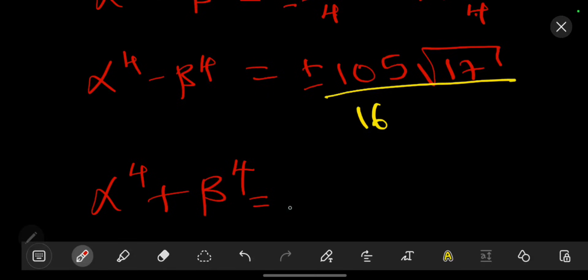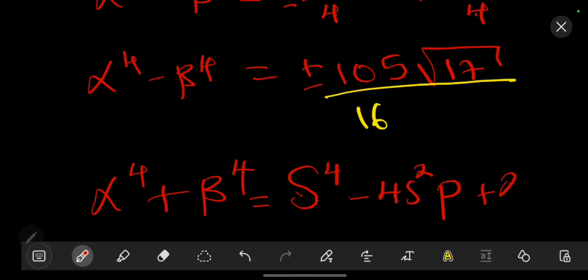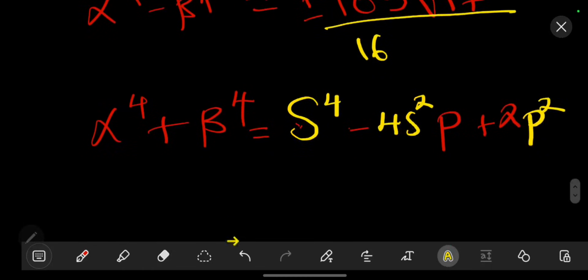So to help you remember this identity, I'm going to give you this form: sum to the power of 4, then we are going to have a minus 4 sum to the power of 2, then we have the product, then we have plus 2 product squared, like that. So this form will just help you, so you can just write this form so that it helps you be able to remember.